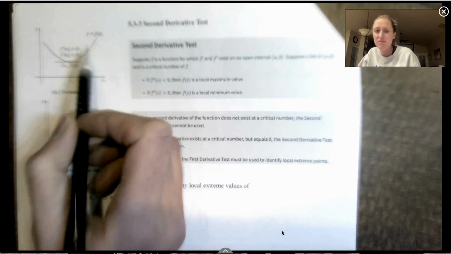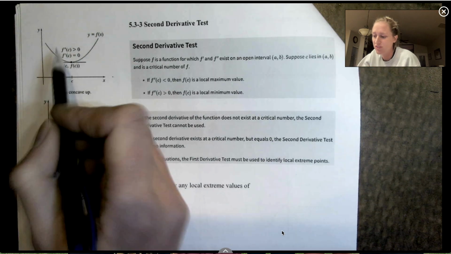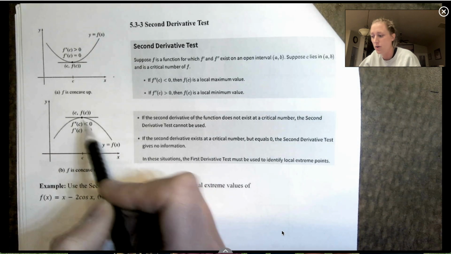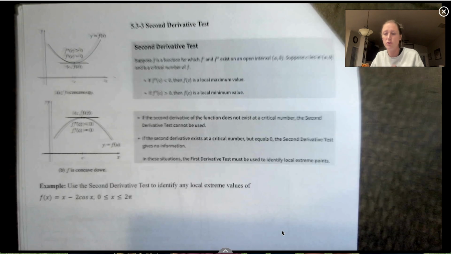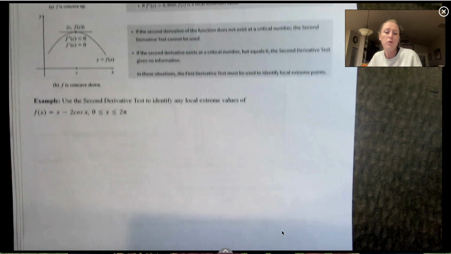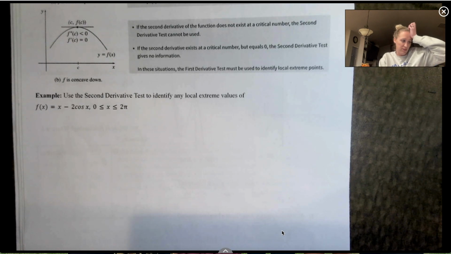If it's concave up, we learned that last time, that's when our second derivative is positive. So if it's concave up, that has to be a local min. If it's concave down, that has to be a local max. So we can take what we know about concavity and extend it to local mins and maxes. This says use the second derivative to identify any local extreme values of this function.